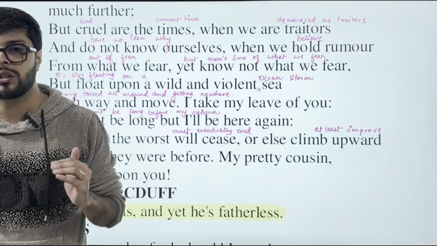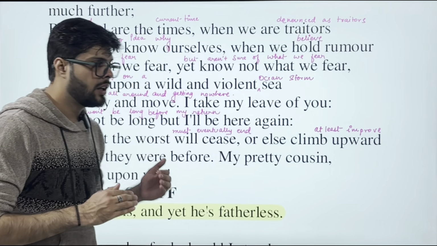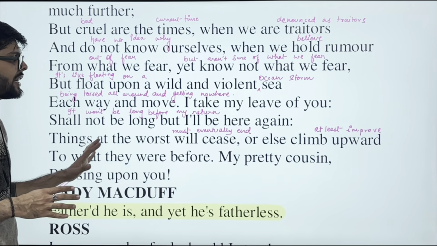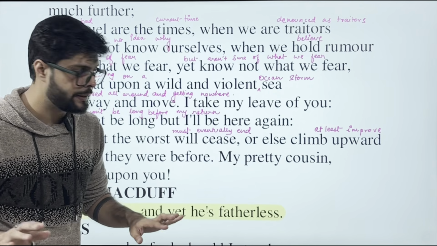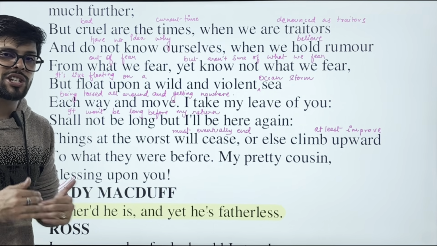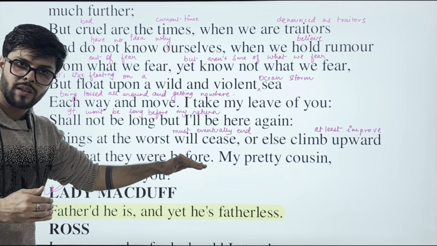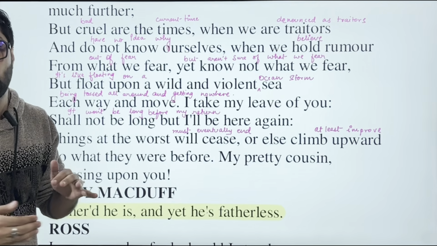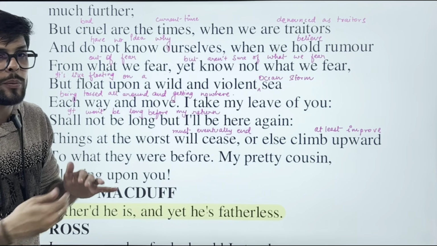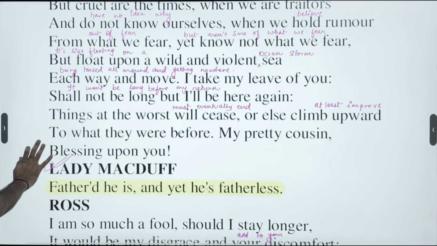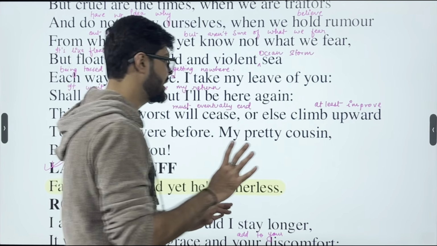So there are only two things that are going to happen from now on amidst the given political tension. First, either everything will eventually come to an end. So things at worst will cease. All the worst things which have started will either stop and come to an end, or else climb upward. It will get worse, it will escalate, or it will improve from here to what it was before. My pretty cousin, blessing upon you. May God bless you. Let me just take your leave.